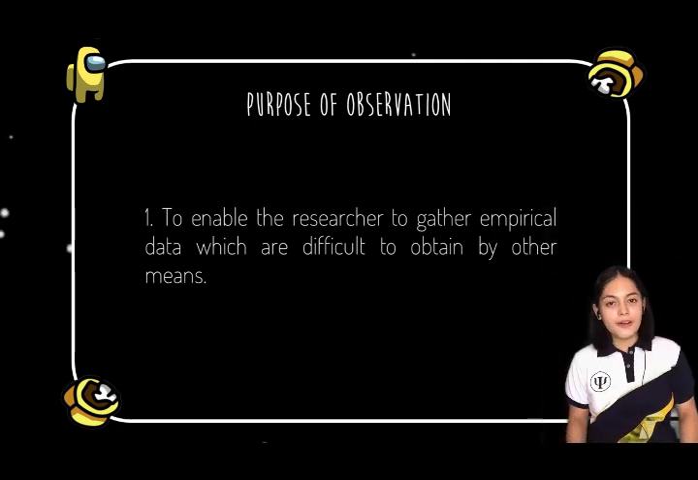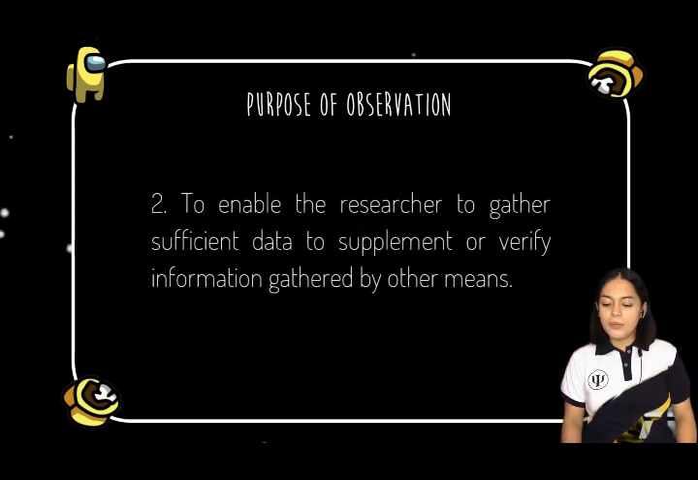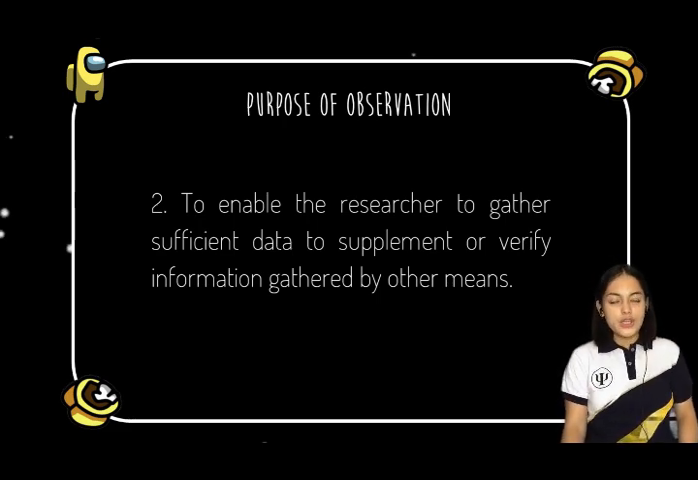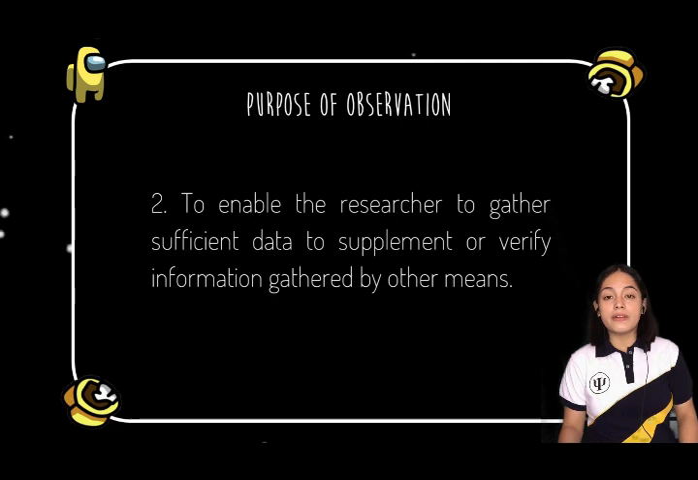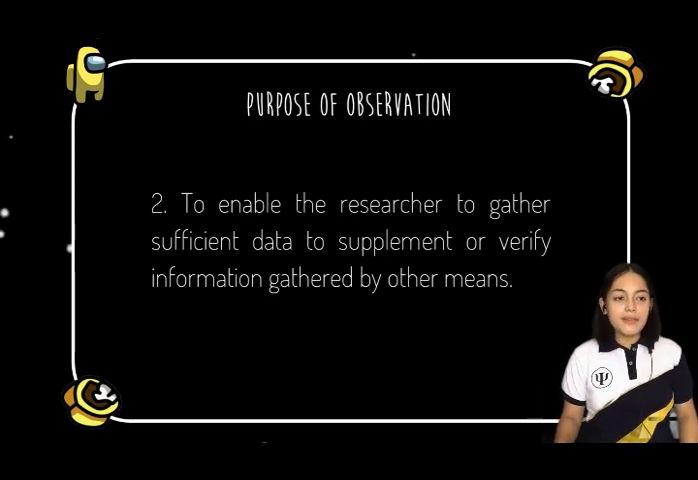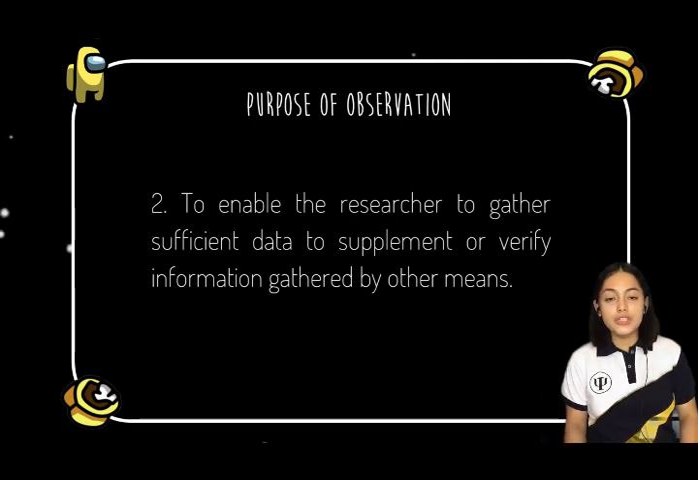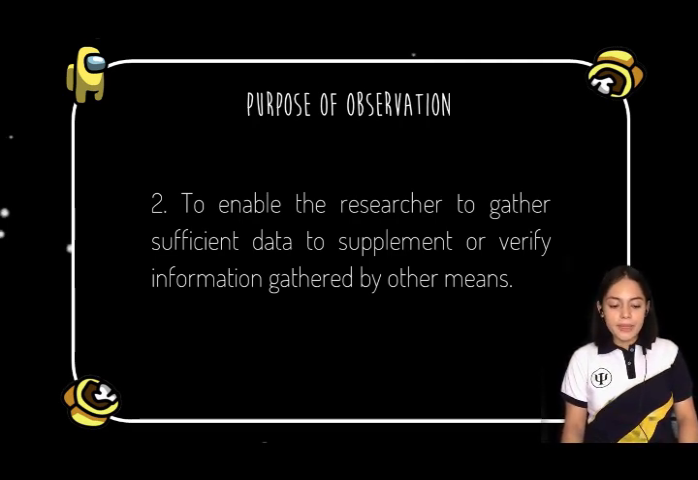So the second purpose of observation is to enable the researcher to gather sufficient data to supplement or verify information gathered by other means. So for instance, a survey questionnaire that is rich in information gathered from the respondents is different from ocular inspection or the observation through the sense of sight, because ocular inspection may verify or support this claim to be true or untrue, and there can be additional information that may also be gathered.